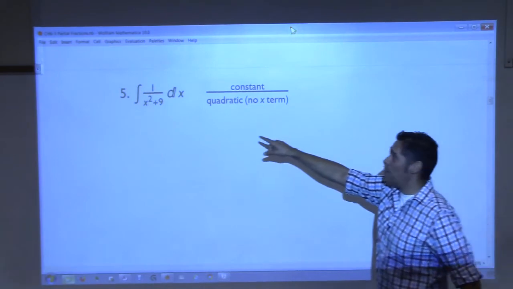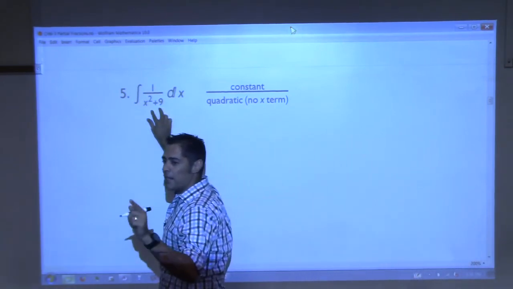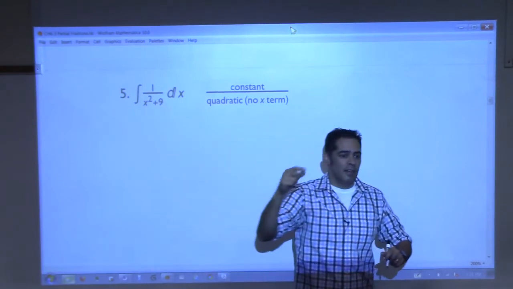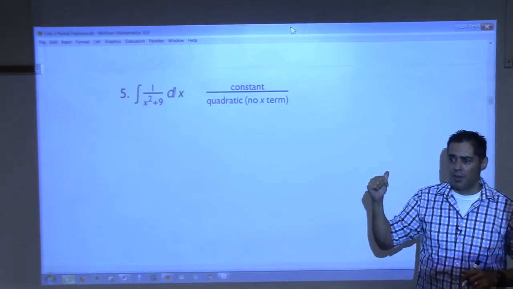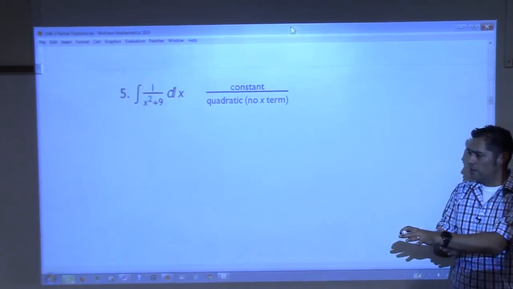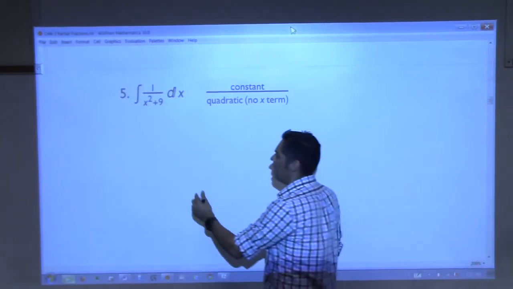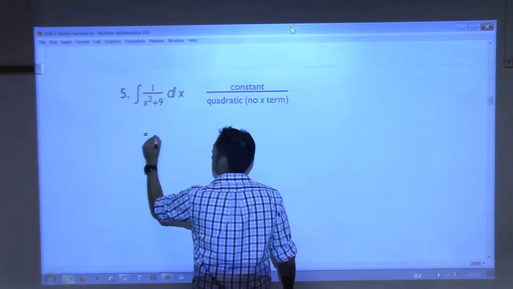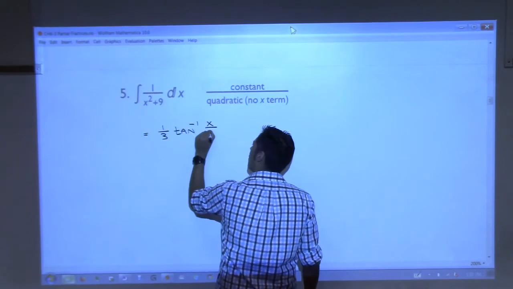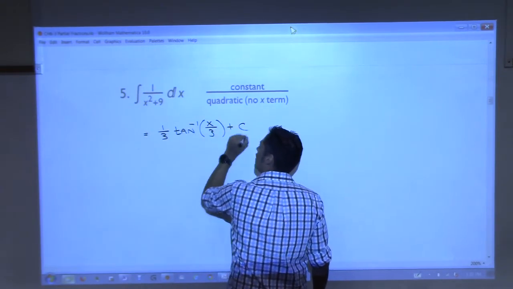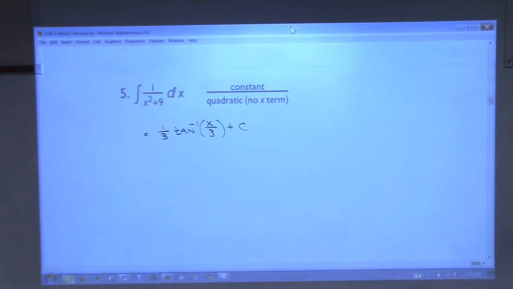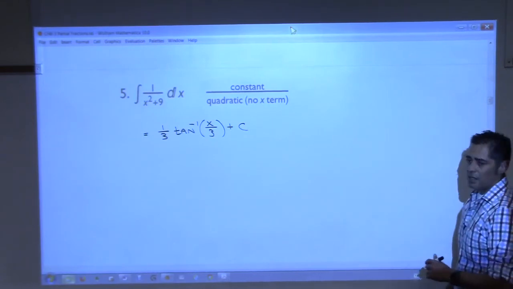That would be a trig substitution problem, yes. But because it looks exactly like x squared plus a squared, that's formula number 17 that we started class with, right? So this, we go right to the formula. Nothing else to do. A here is what? 3. So this is 1/3 arctangent of x over 3 plus c. All right? That's it.